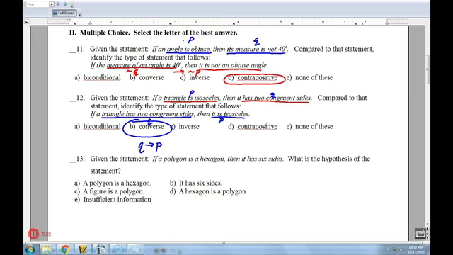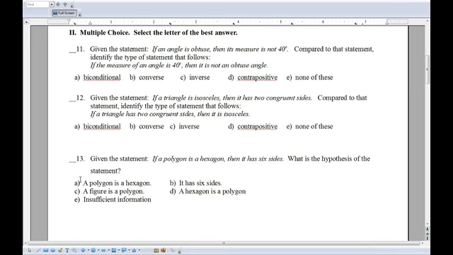All right, number 13. Given the statement, if a polygon is a hexagon, then it has 6 sides. What is the hypothesis? Well, the hypothesis is whatever comes after the word if. So a polygon is a hexagon. That is the hypothesis. So that looks like it would be part A. All right, moving on down to the next page.